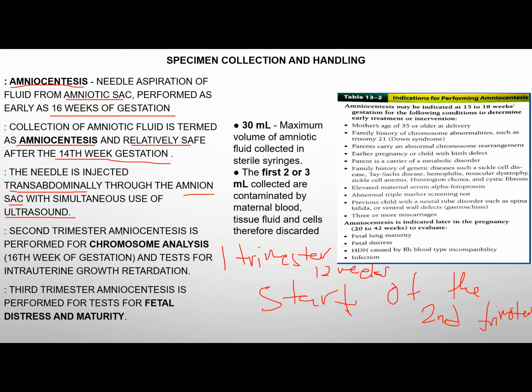Now, second trimester amniocentesis, class, is done for chromosome analysis, usually at the 16th week of gestation, and would test for intrauterine growth retardation. Then third trimester amniocentesis is done, class, to test for fetal distress and maturity. Take note, class, that the maximum volume of amniotic fluid collected is 30 ml. The first 2 or 3 ml are contaminated by maternal blood, tissue fluid cells, and thus they need to be discarded.